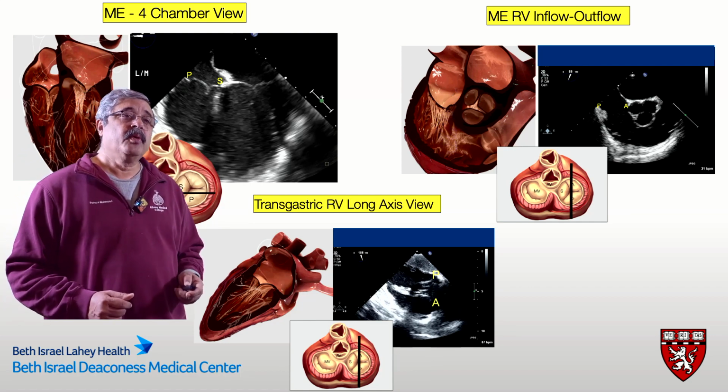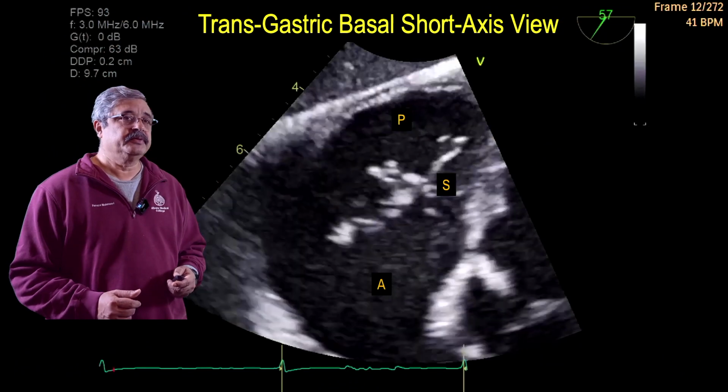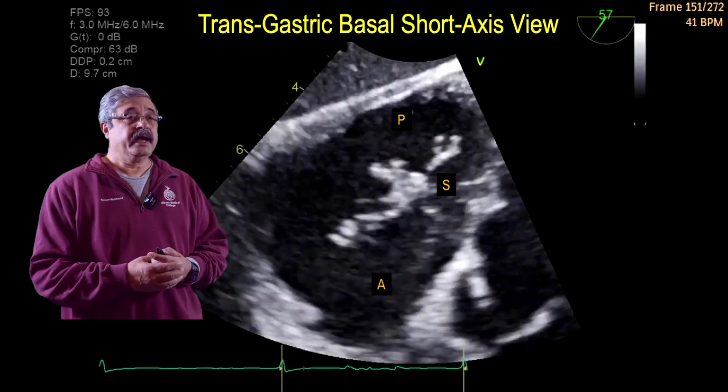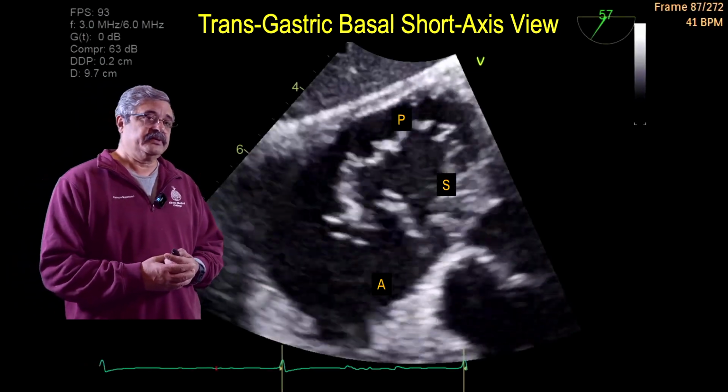Now, one of the most important views and one of the most useful views is the RV transgastric short axis view, or basal short axis view of the tricuspid valve.